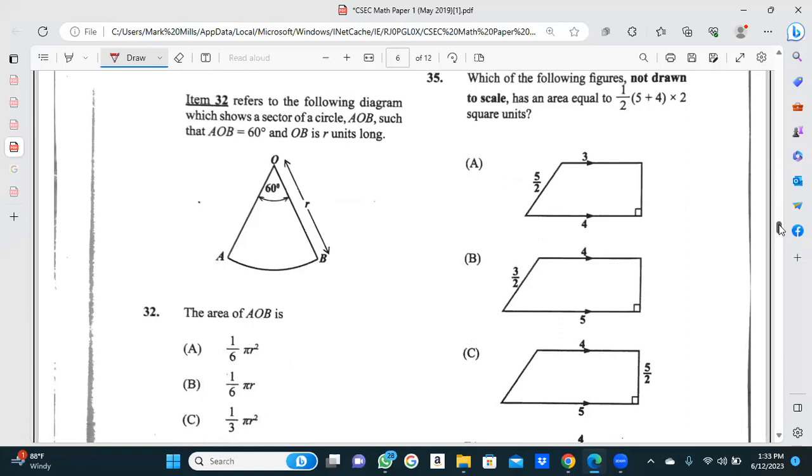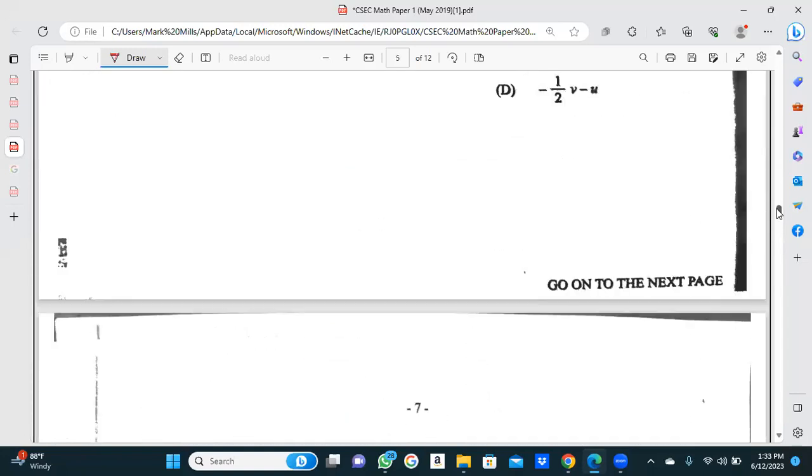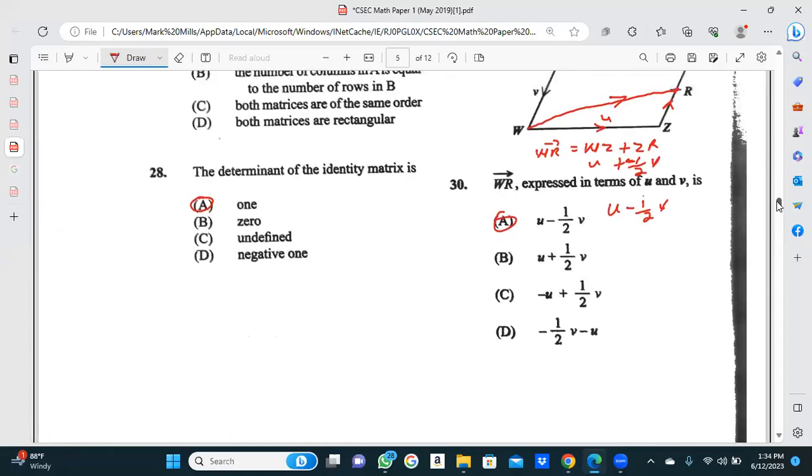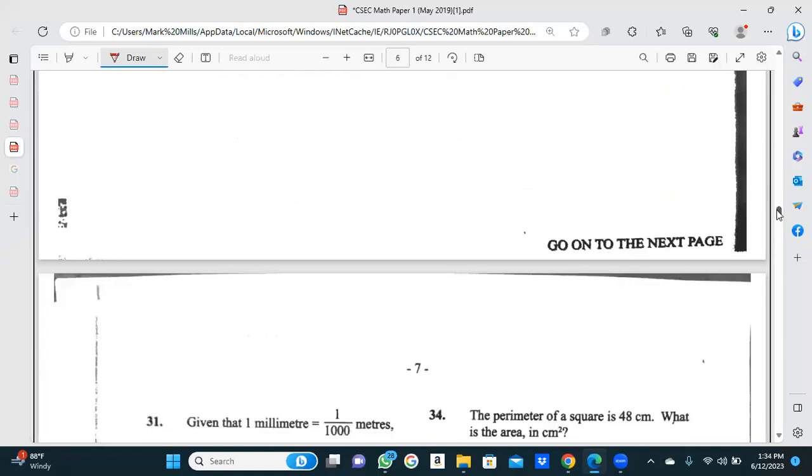Thirty-two. What was the answer for number 30? All right, hold on. It's A. U minus half V. You get that? Okay, thanks.